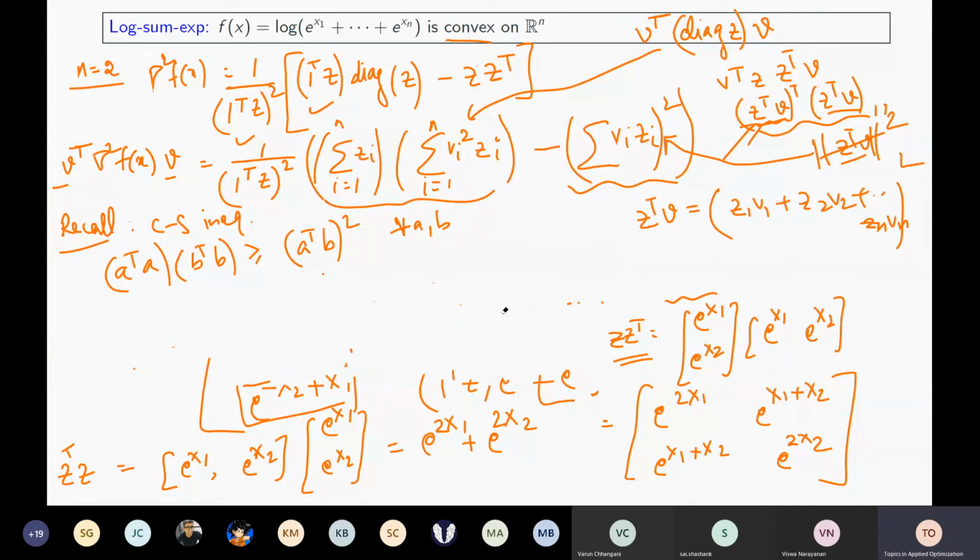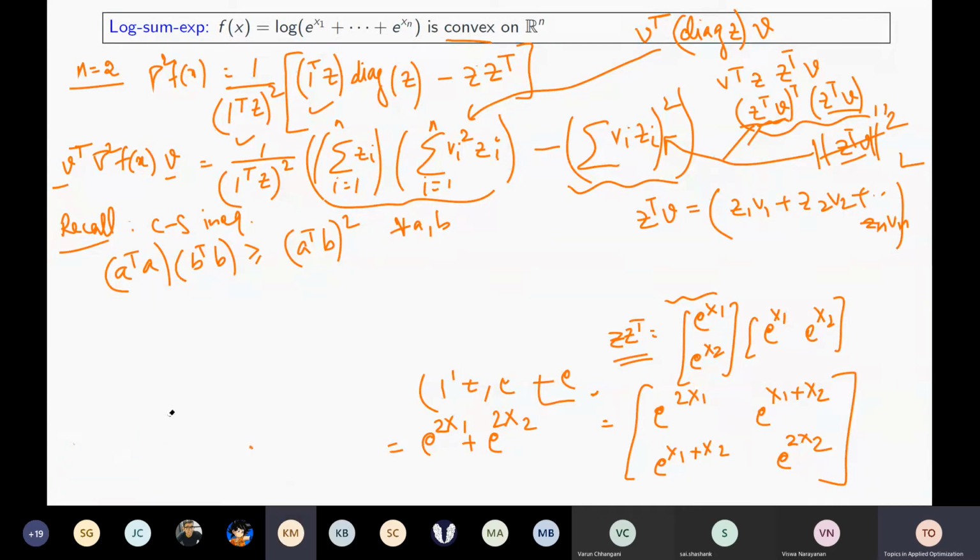You may have to manipulate a little bit, maybe take the square root of some of the terms, and make sure this is in the form of Cauchy-Schwarz. If that is the case, then we are done. So what do you think? We can take the A vector as root Z1, root Z2, and the B vector as V1 root Z1, V2 root Z2.